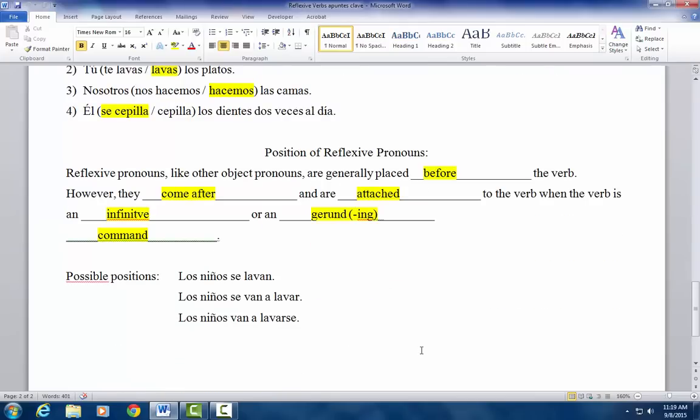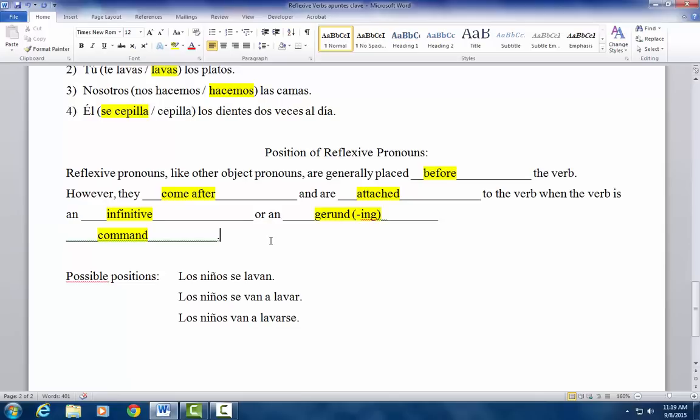The last thing we need to review about reflexive pronouns is where they go. So, just like any other object pronoun, they are going to be placed before the verb. However, they can come after and are attached to the verb in 3 specific situations. When there's an infinitive, when the verb is in the whole form, not conjugated, when it's in the gerund form, the ando, yendo form, eating, comiendo, walking, caminando, and command forms. We're going to get into that a little bit later.